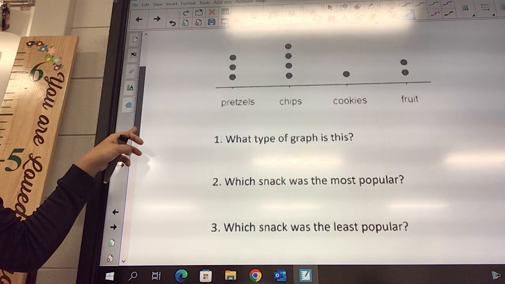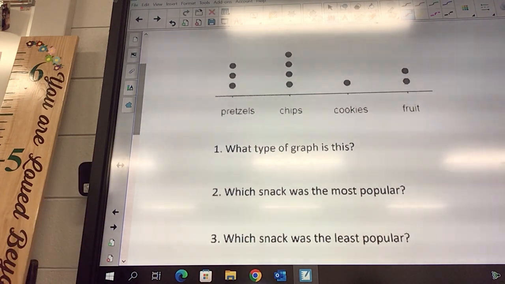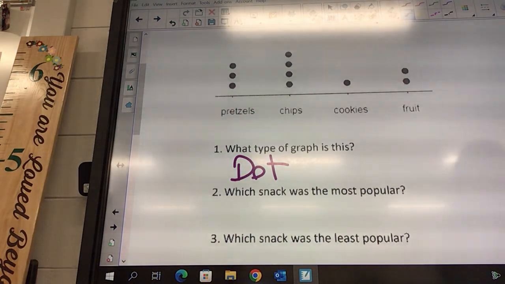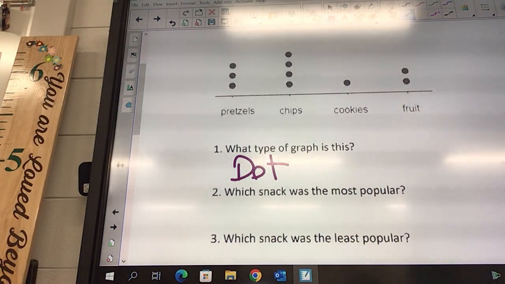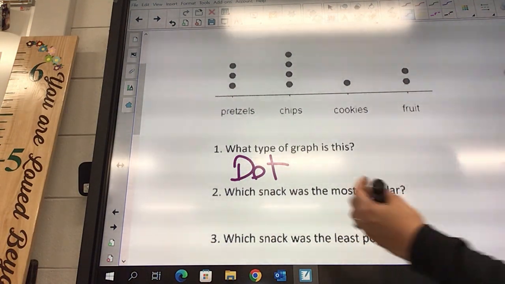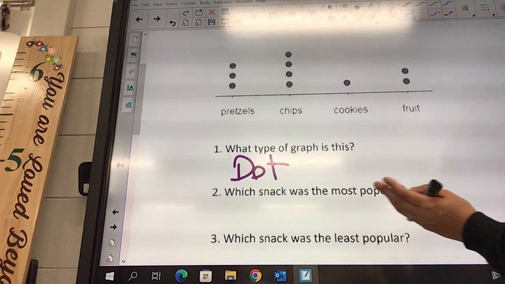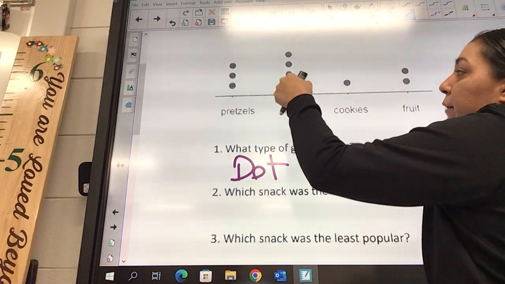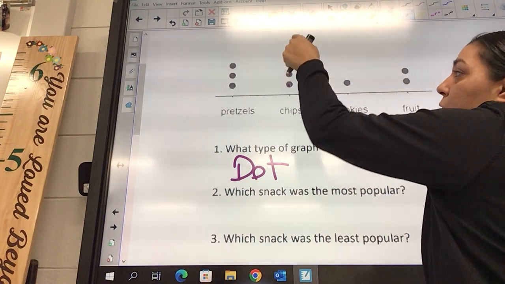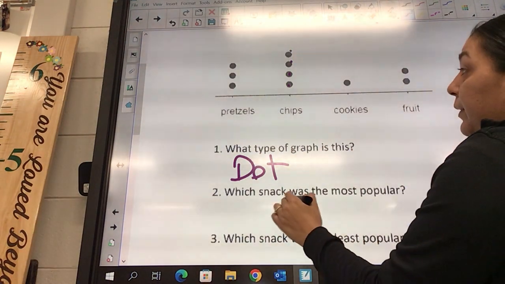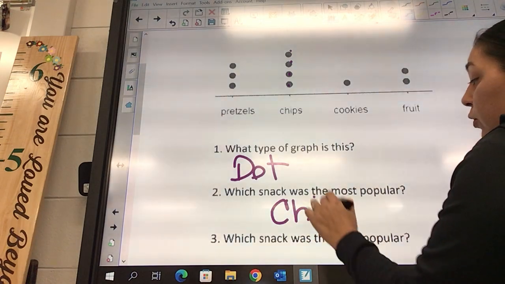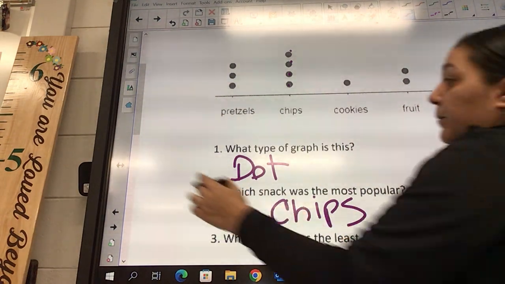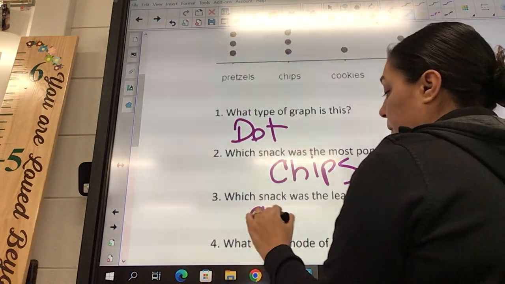Okay, this is obviously what kind of plot? This is a dot plot. What snack was the most popular? Chips, okay? So a dot, in this case, you could say represents people. It may be on a scale of 10, 5, whatever, but this one has 4, okay? So the chips was the most popular. Which was the least popular? Cookies.